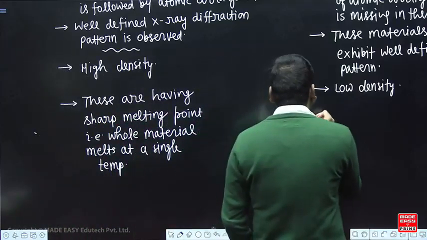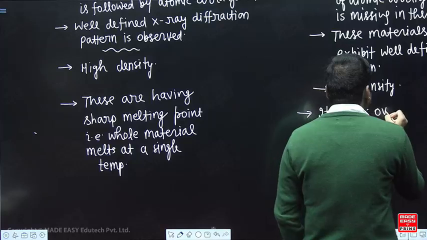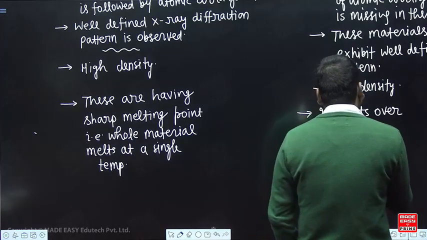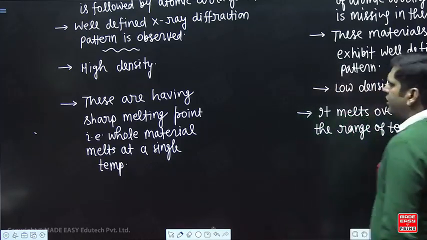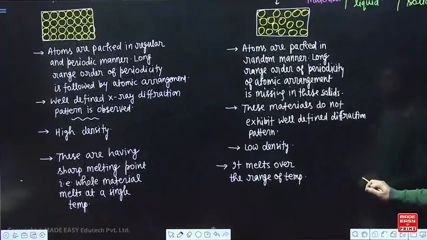Here, it melts over a range of temperature. It will not melt at a single temperature, instead it will melt over a range of temperature. Please note down these differences.